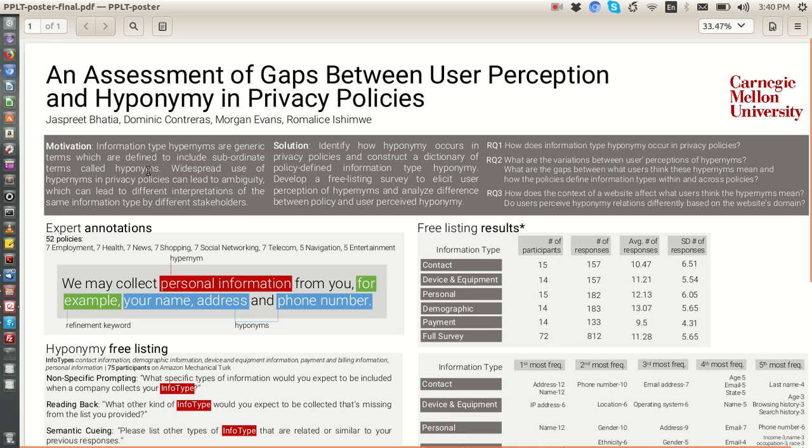On the right, you can see our research questions. With a constraint of time, I cannot read all of them, but you can pause the video if you want and read through them very carefully.